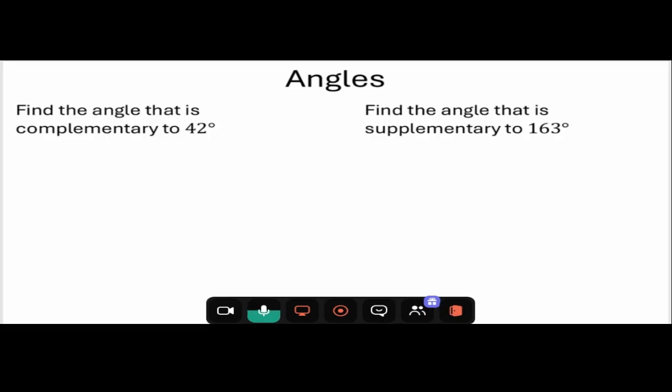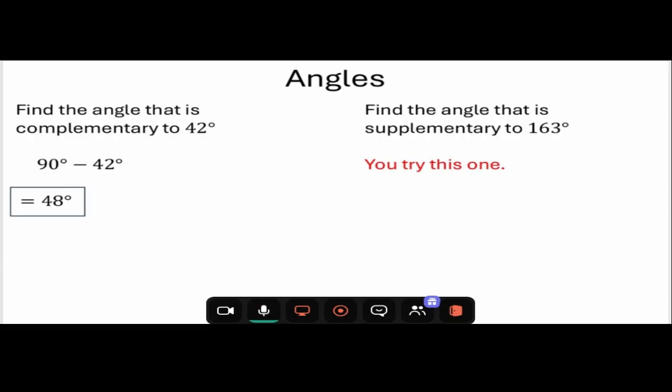So if we are asked to find the angle that is complementary to 42, that's simply going to be a matter of subtracting from 90. 48. Why don't you try the second one there? 20 seconds. Okay, so if we have two angles that add up to 180, they're supplementary. So if one of them is 163, subtract from 180, and you will get the other one. And you can always double check these, right? What's 48 plus 42? Adds up to 90. What's 17 plus 163? Adds up to 180.